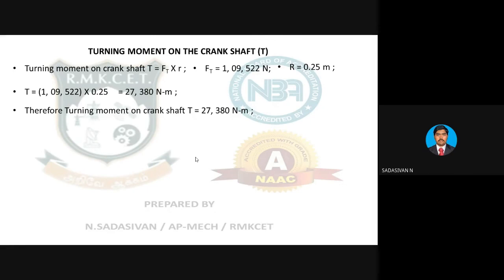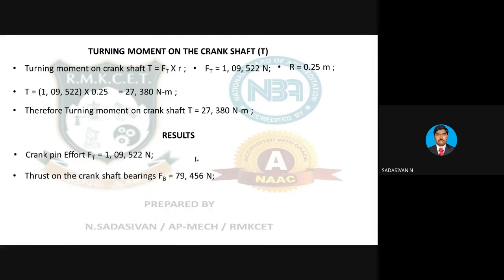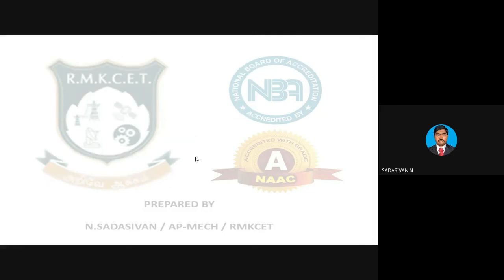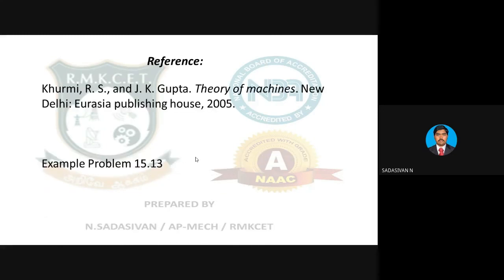That completes the problem. So I will sum up the results. Crank pin effort Ft equal to 1,09,522 Newton. Thrust on the bearings is 79,456 Newton. Turning moment on the crankshaft T, turning moment and torque are same. T is equal to 27,380 Newton meter. So that completes the problem. It's taken from your Kurmi textbook example 15.13.